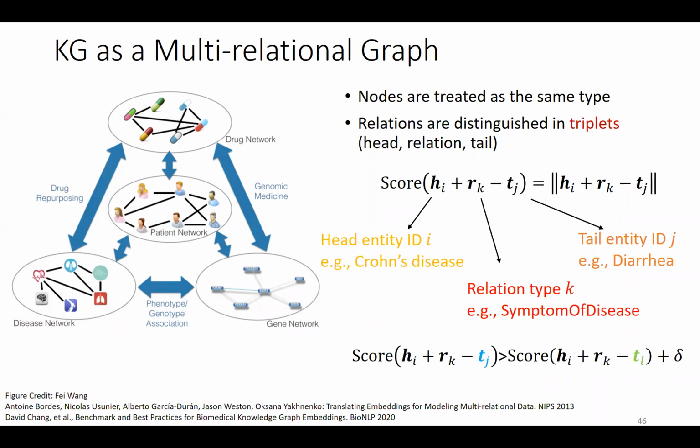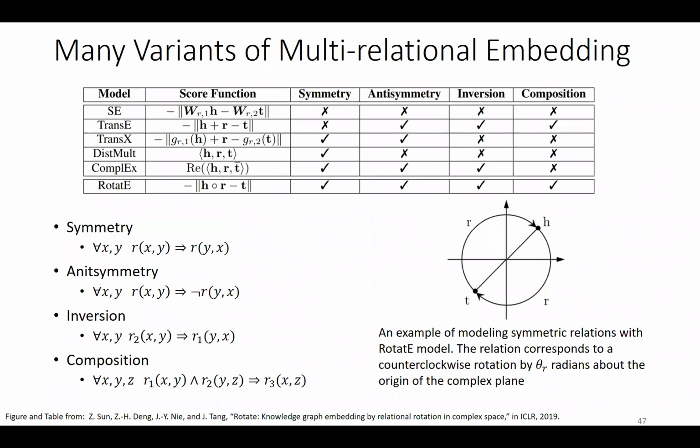The loss is then to maximize the difference between a valid triplet in the knowledge graph and the sampled one. There have been many extensions to this method, mostly modifying the scoring function. For example, the recent model RotatE can characterize all 4 properties, including symmetry, antisymmetry, inversion, and composition relations.